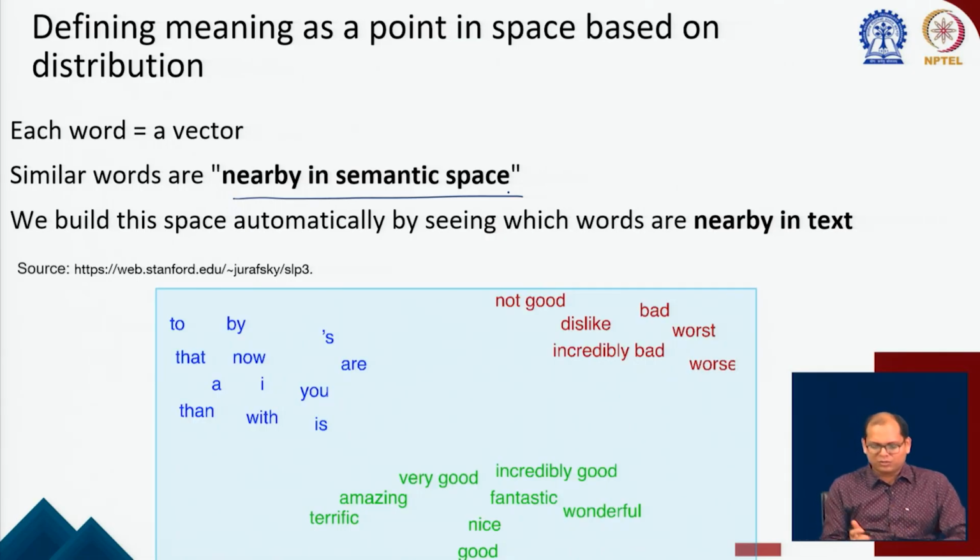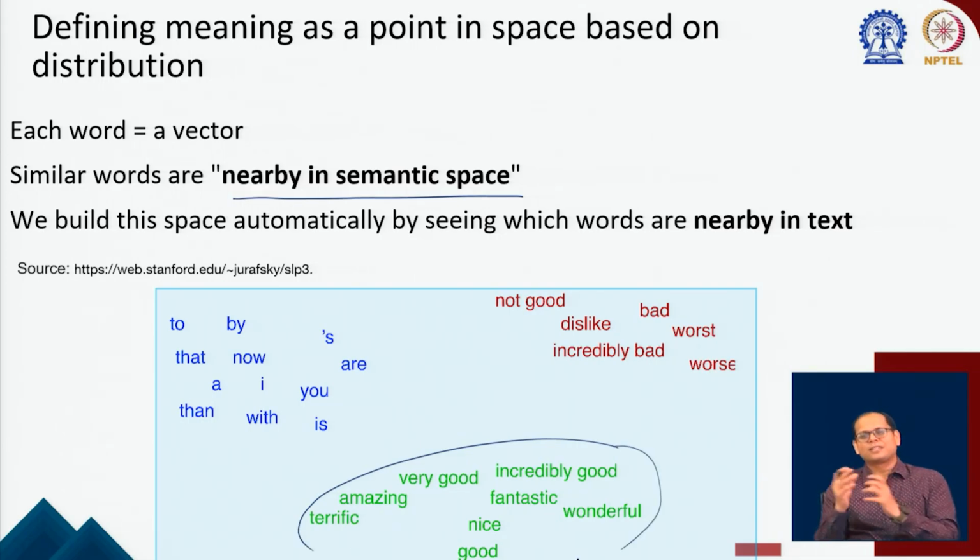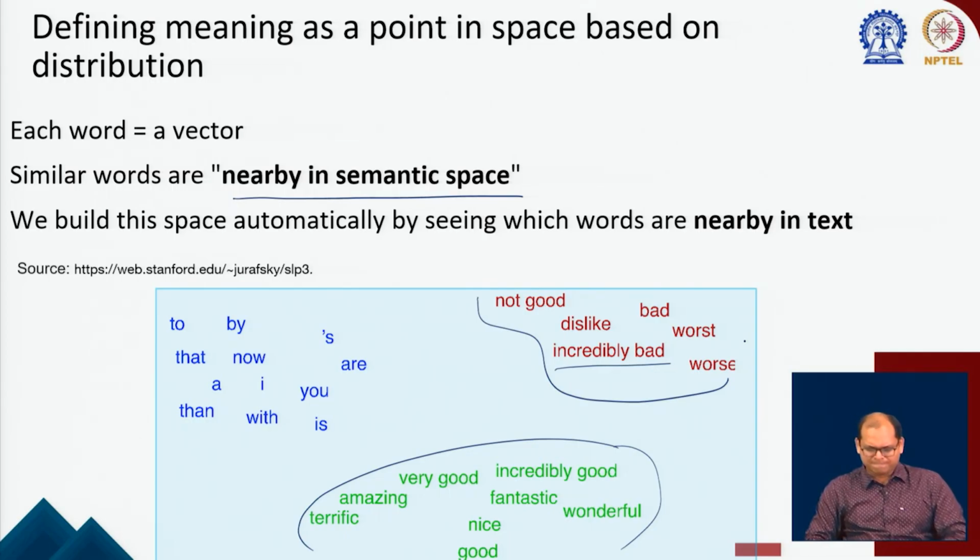Something like this. I would like to see that things like very good, amazing, terrific come very close to each other, and they are distant from another cluster like not good, dislike, bad, incredibly bad, worst, worse, and so on. We would like to see some sort of clusters emerging by this notion of similarity between vectors.